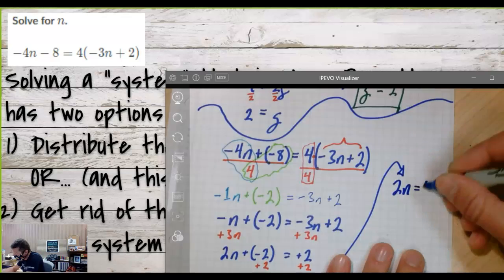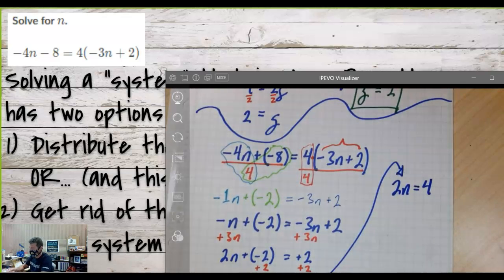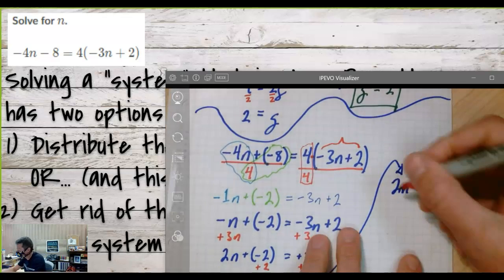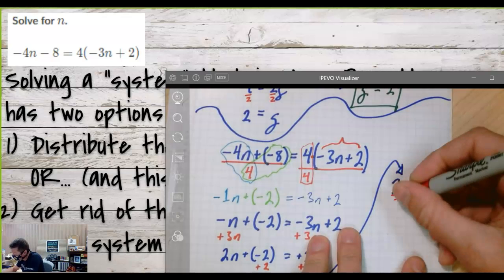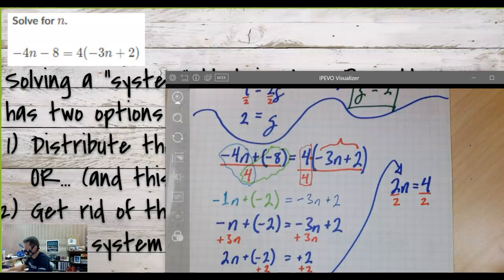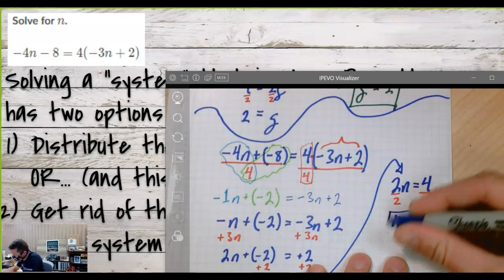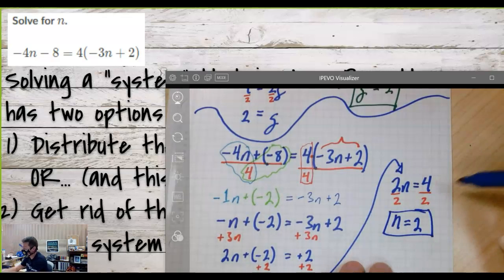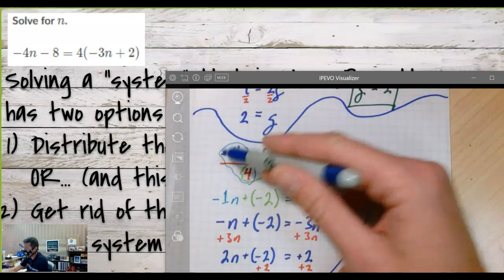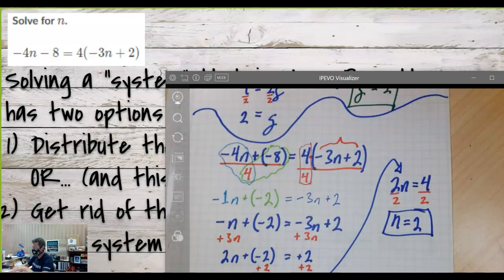If 2n equals 4, what do we do then? Divide by 2. Thank you. We divide by 2. And n is? 2. As always, if we want to check, plug it back into the original. But do we want to check now? Not right now. No time.